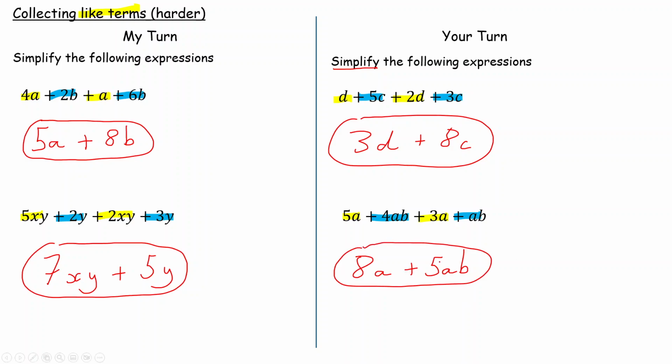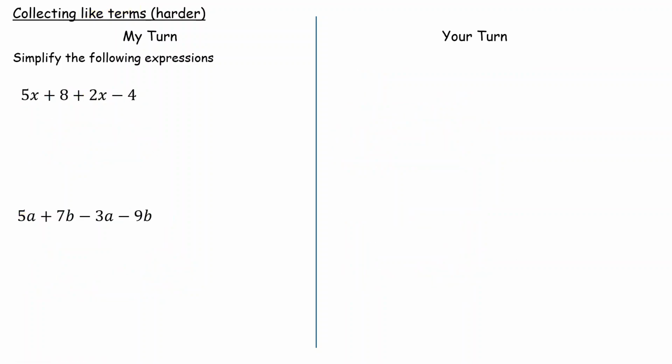If you got those correct, well done. We can move on to some questions, some harder ones. Okay, so now, similar idea, but this time we've got negative signs involved as well. But again, you're collecting the variables that are like. Okay, so you've got a positive 5x and a positive 2x. And then you've got a plus 8 and a negative 4.